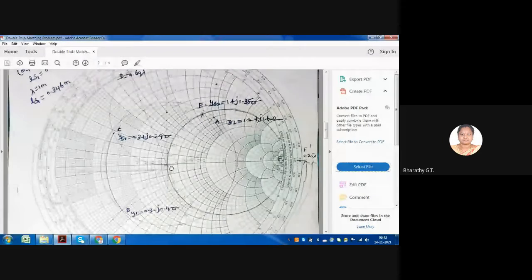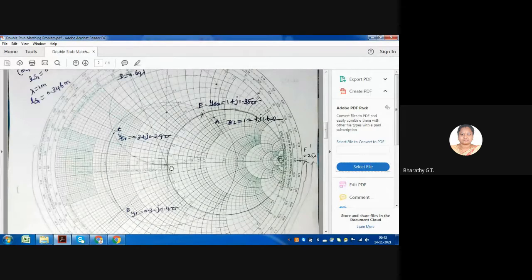Now what is the next step? Join OA and extend the line to the other part of the circle. The line will cross the circle at the point B.